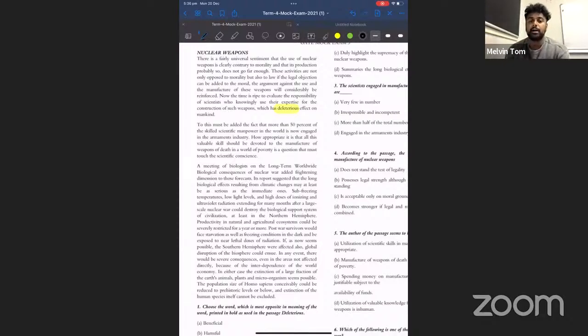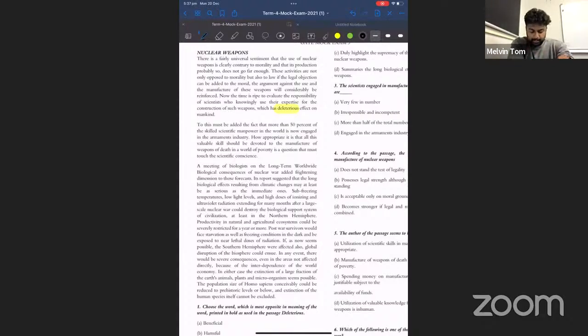Deleterious means to cause harm or injury. Okay. So it's basically saying that nuclear weapons are against morality and the right thing to do, and it's time that we think about the scientists who knowingly made them. To this must be added the fact that more than 50% of the skilled scientific manpower in the world is now engaged in the armaments industry. Basically means that 50% of the world is in weapons manufacturing.